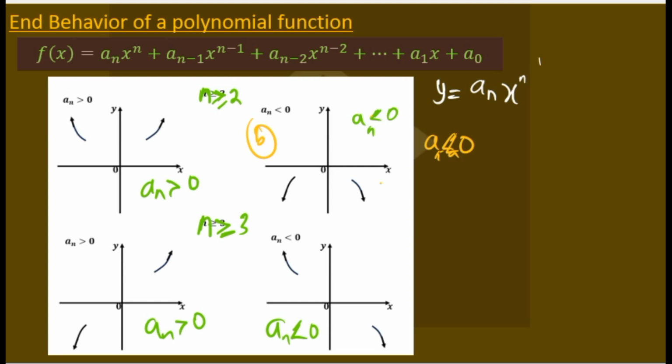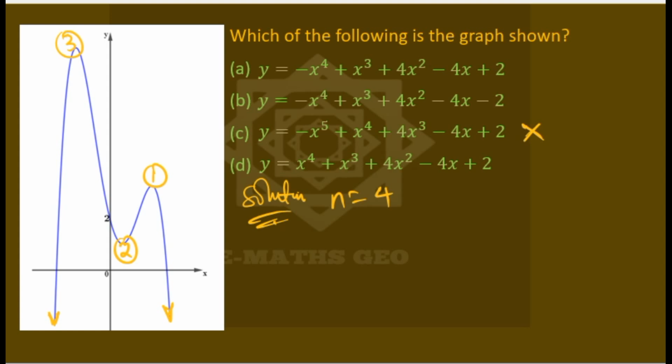So let's go back. Which of them has a negative coefficient? Okay, I have two. So this is off. This is positive. If it's positive, both of them will turn up. So remaining these two, how will I know which one is the actual answer?